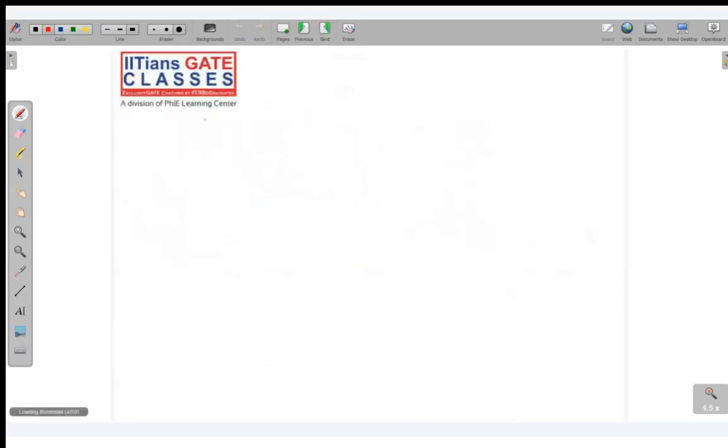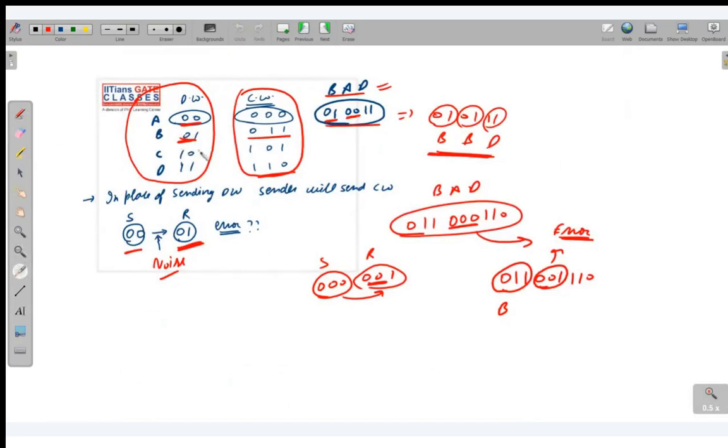Done, okay. So what is the idea? A data word is of say n bits, so the total combinations possible will be 2 power n. Just for the sake of simplicity, I have taken 2 bits. Actually these are not of 2 bits, they are of multiple bits, say 10 bits, 20 bits.